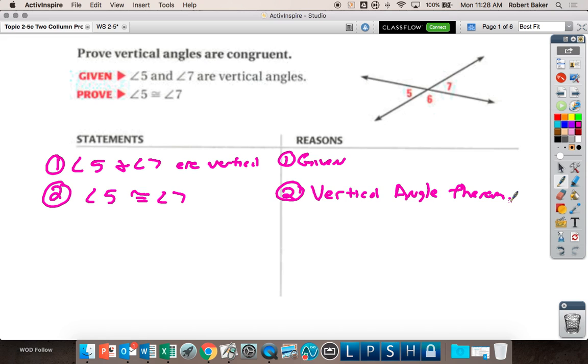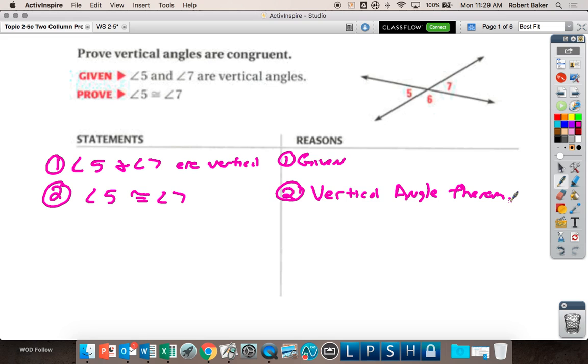If I ever give you a problem that says angle 5 and angle 7, can you say that they're congruent now? Yes, and what is the reason? The vertical angle theorem. So you don't have to go through a 7-step process to prove 5 and 7 are congruent on a test. You can say the vertical angle theorem. Does that make sense? That's the reason we do this stuff in class.